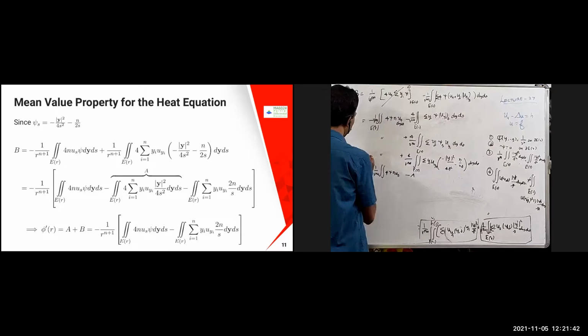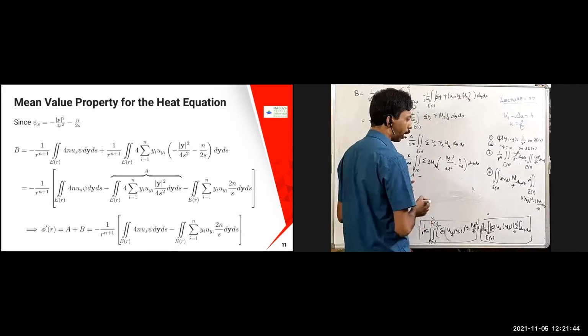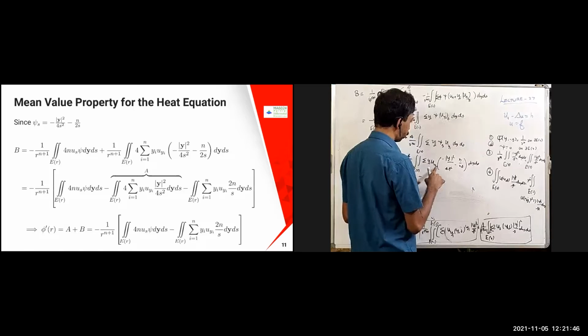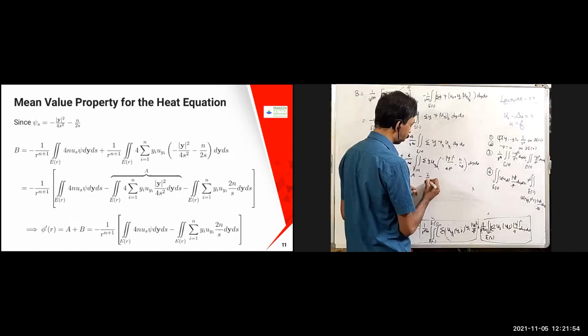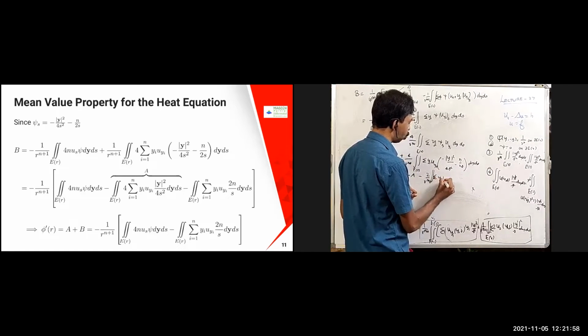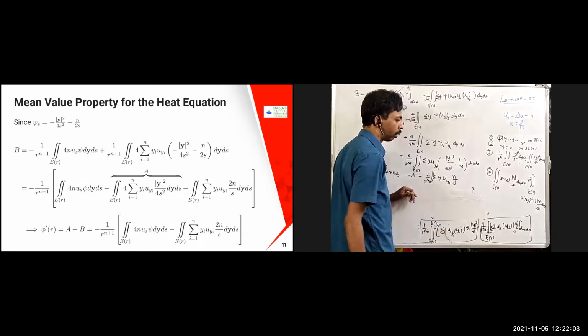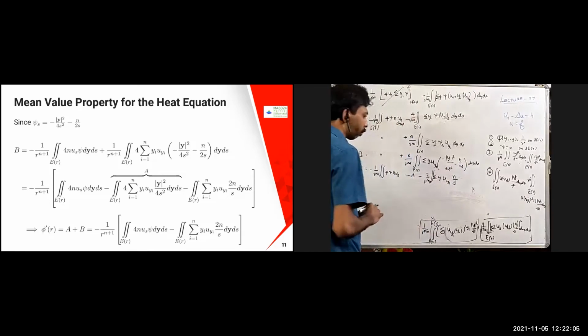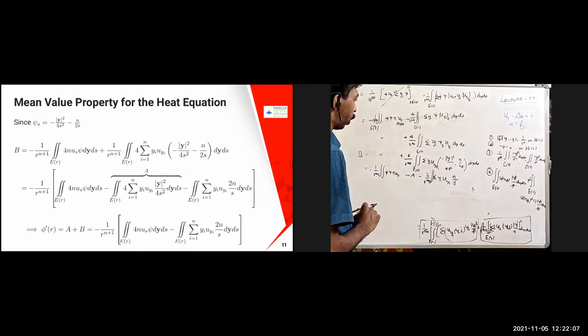So this is going to be minus A, and minus what I have next, which is here 4 by R power n plus 1. So 4 gets cancelled, and only 2 is going to come: 2 by R power n plus 1, summation integral yi uyi into n by s, into dy ds.